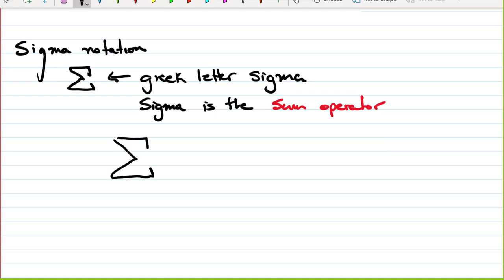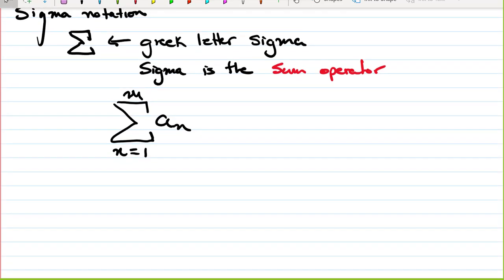So to remember the anatomy of our sigma operator, we have sigma, and then on the bottom we have a variable, or the index, equals a number. On the top we have another number, and then here we're going to have our input. Let's talk about what each of these are. This is our index and our starting value. What I mean by starting value is it's really our starting input. So it tells us to start with the first term.